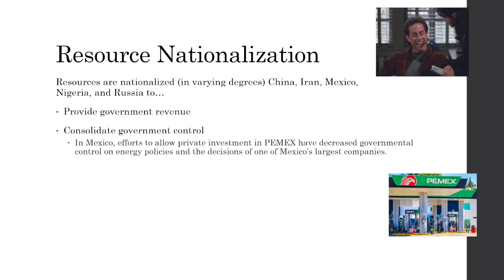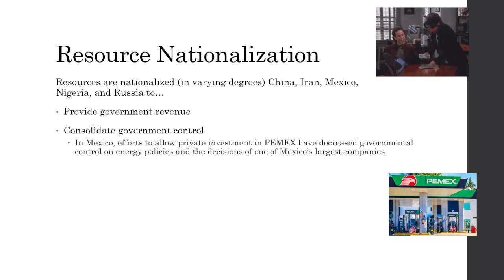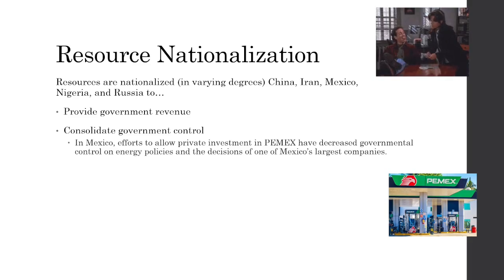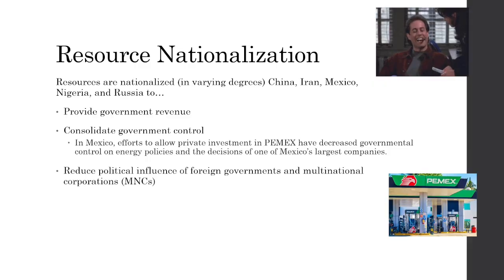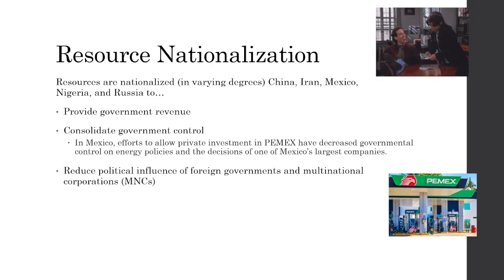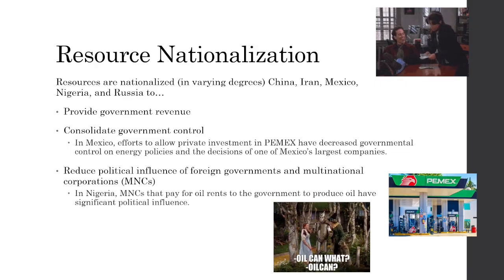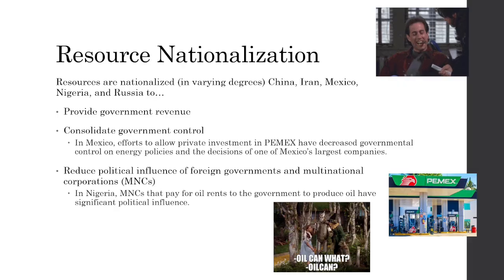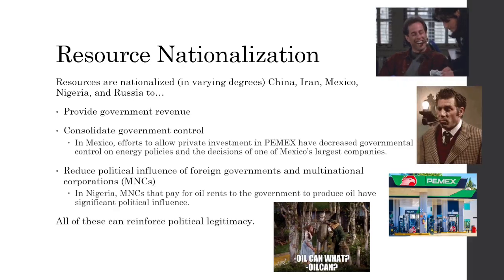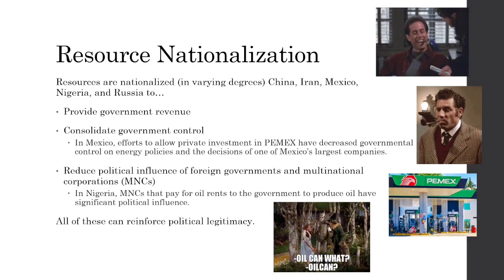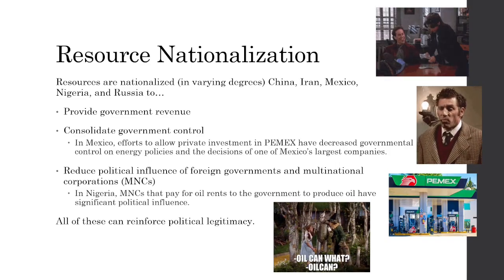In Mexico, efforts have been made to allow private investment in Pemex oil, to decrease government control on energy policies. This is one of Mexico's largest companies. They also can reduce political influence of foreign governments and multinational corporations by having this government control. In Nigeria, multinational corporations that pay oil rents to the government have significant political influence. All of these can enforce political legitimacy if they utilize and provision the resources efficiently and sustainably.